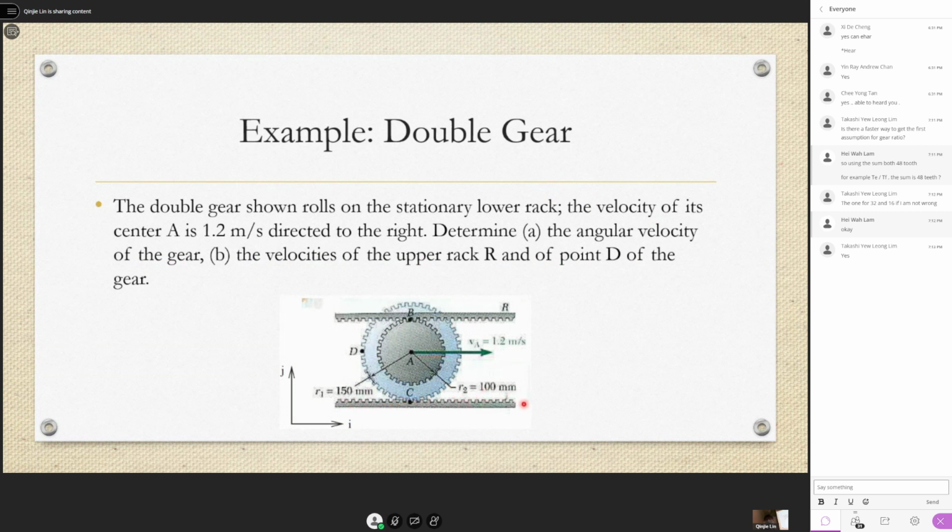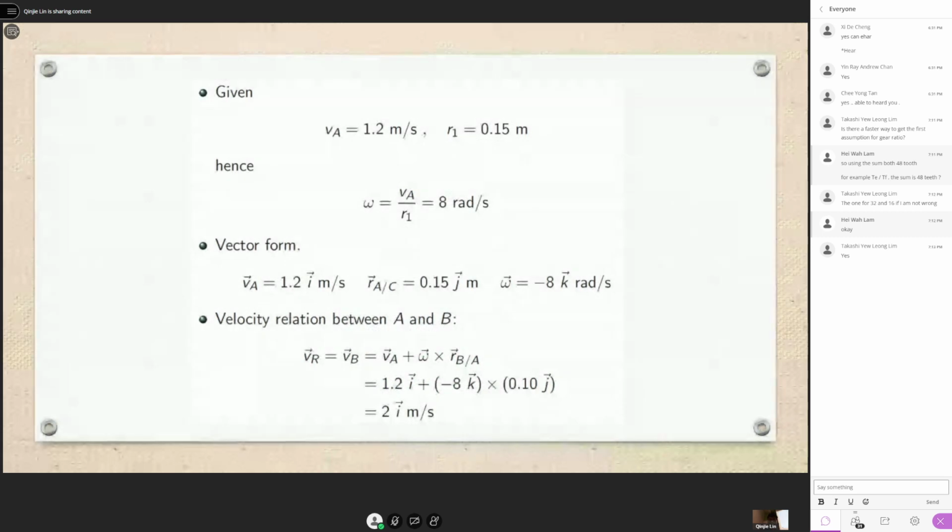So you can imagine this is a gear that's attached to the one behind. Okay, and then the bottom is stationary. This A is moving to the right. This whole gear, when you turn, it will move to the right, correct? Because it's attached to some stationary rack. And then this small gear here is attached to the upper rack. Okay, basically this setup, then they ask you this question. So angular velocity of the gear.